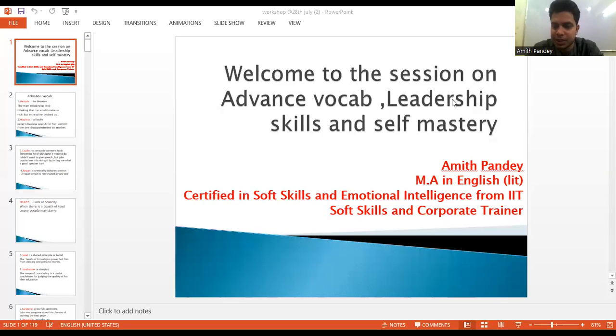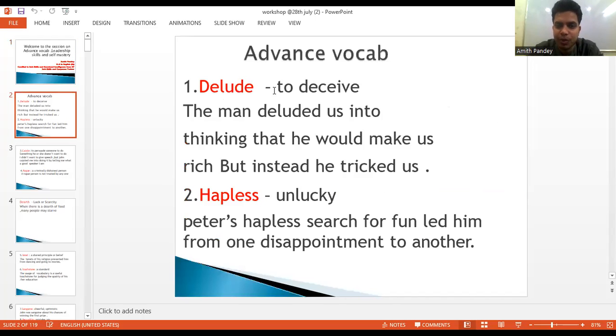Apart from that, the leadership skills and how great leaders like Sundar Pichai and Satya Nadella and other CEOs, including Subhash Chandra Bose, who was a freedom fighter, how they have brought things about and how they became leaders, what are the actual qualities. And self-mastery is nothing but the great books that great people read. So let's start with our session. Let me show you the advanced vocab.